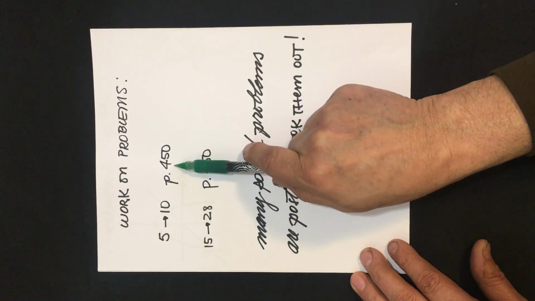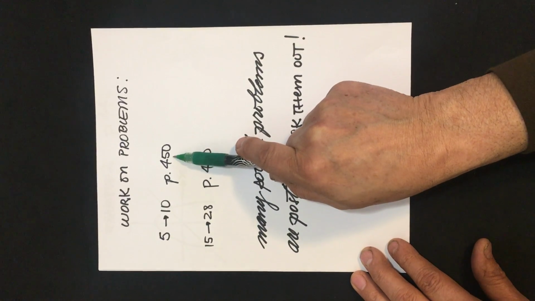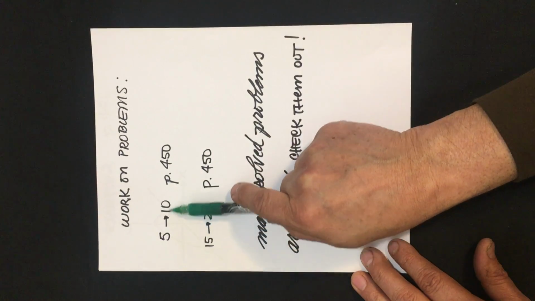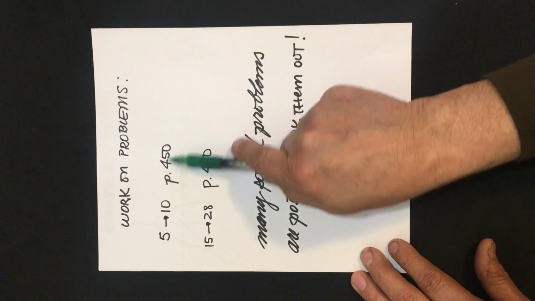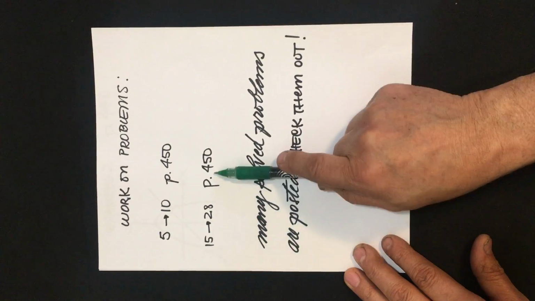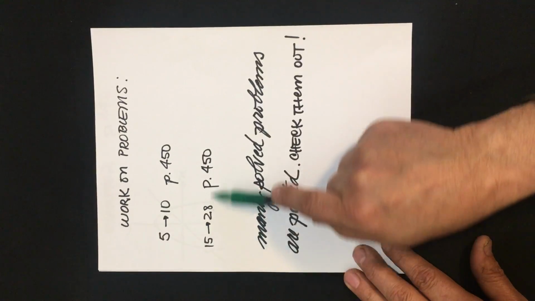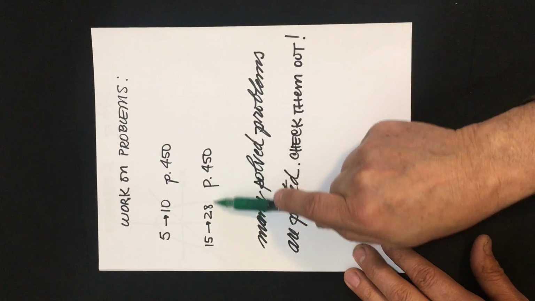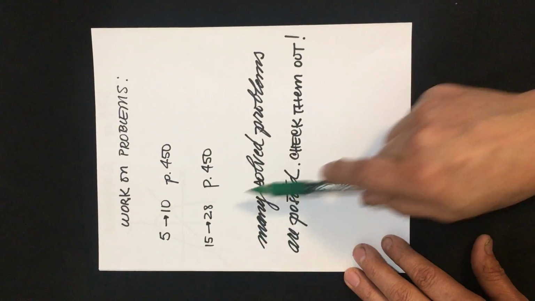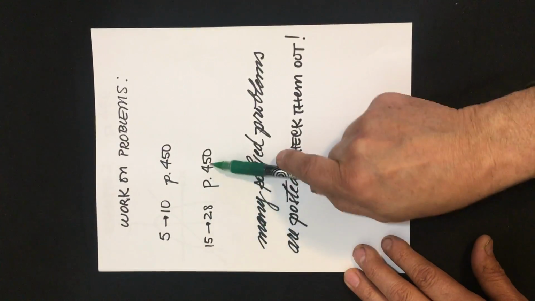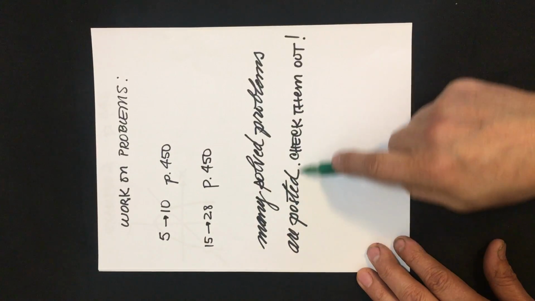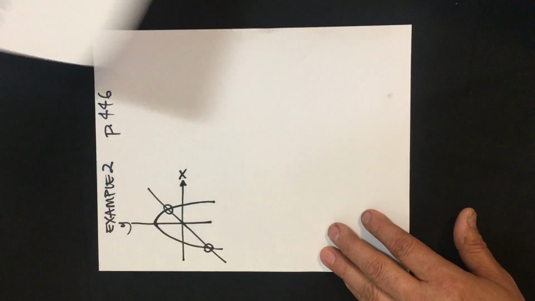You should work on problems 5 to 10. On these problems, you get a graph where you can clearly see the intersections between the two lines. Problems 15 to 28, you don't get a graph, therefore you must find such an intersection by using algebra. There's a lot of factoring here. You need to know factoring to find these points of intersection. There are many posted solved problems, check them out.